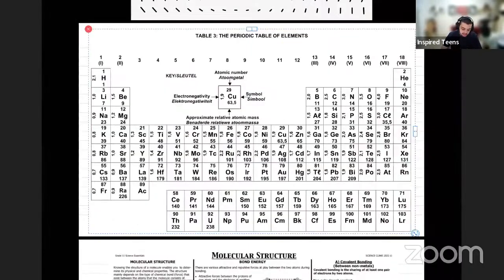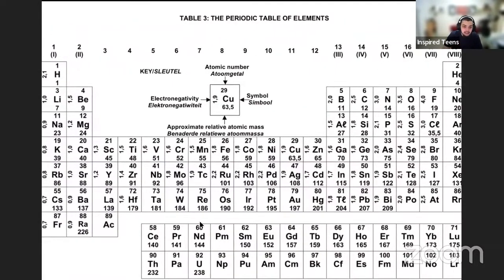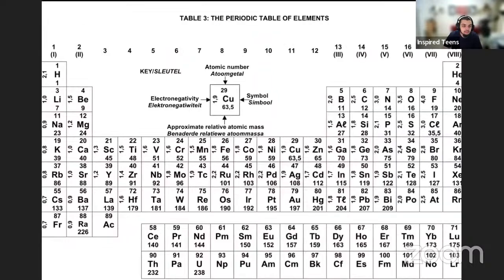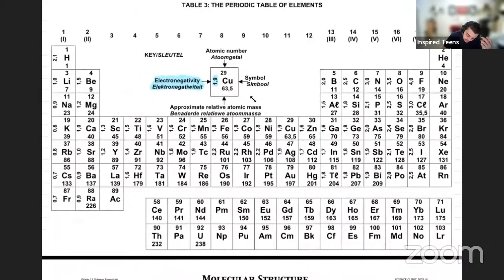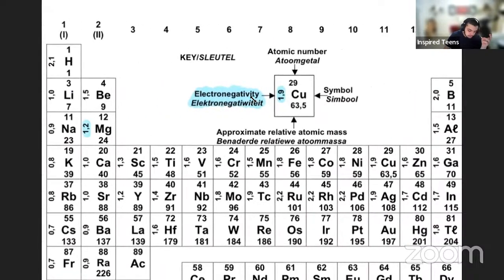The electronegativity of an atom can be found on the periodic table. It can be found on the left-hand side of all the elements in the periodic table. This is where we can find the electronegativity of a specific atom. For example, silicon has an electronegativity of 1,8. Fluorine has an electronegativity of 4,0. Magnesium, 1,2, and so on.